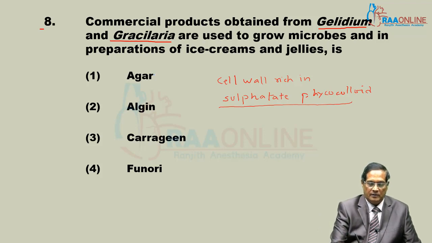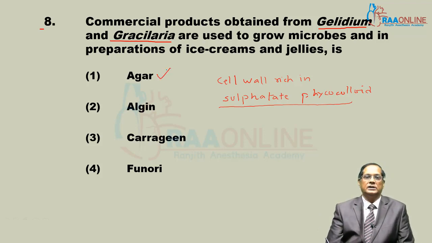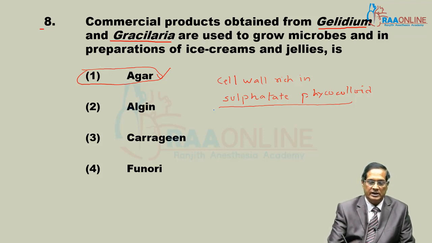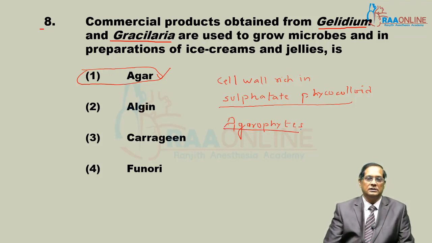And the first one is correct with regards to Gelidium and Gracilaria. In their wall agar is present, and that's why Gracilaria and Gelidium are known as agarophytes. They are the source of agar.